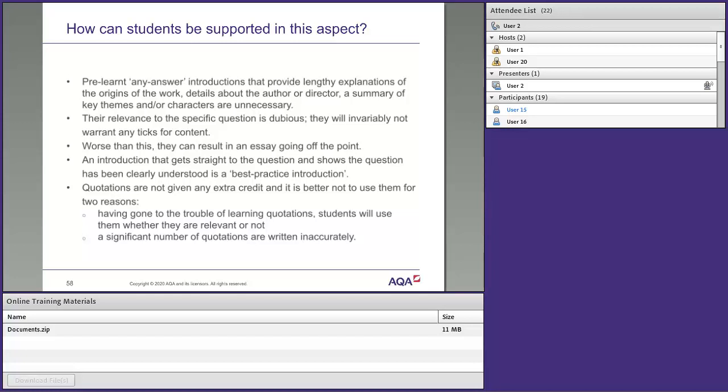This came up yesterday about quotations. They're not given any extra credit, and it's better not to use them for two reasons. Having gone to the trouble of learning them, students will use them whether they're relevant or not, so they'll try and shoehorn them in. And a significant number of quotations are often written inaccurately, so that can sometimes affect their marks. Okay.